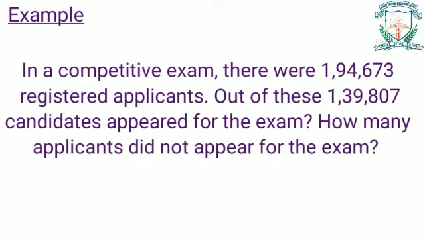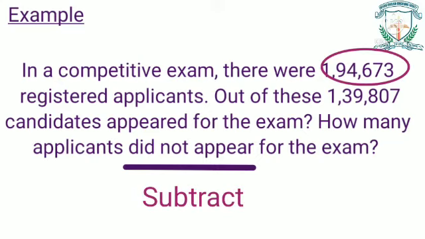Example: in a competitive exam, there were 1,94,673 registered applicants. Out of these, 1,39,807 candidates appeared for the exam. How many applicants did not appear for the exam? Children, kindly note did not appear, which indicates that we have to subtract from the total applicants' number.